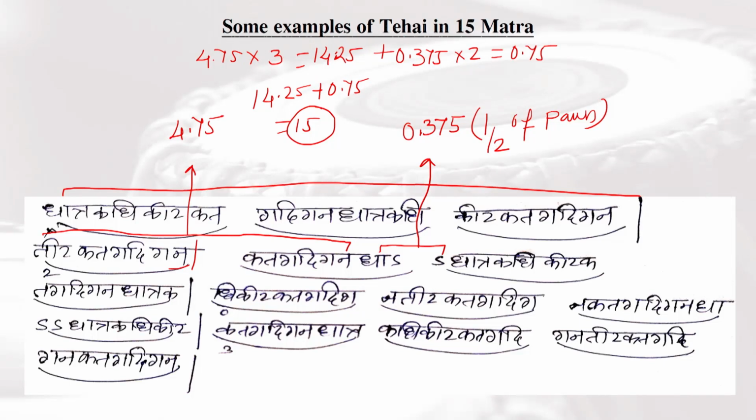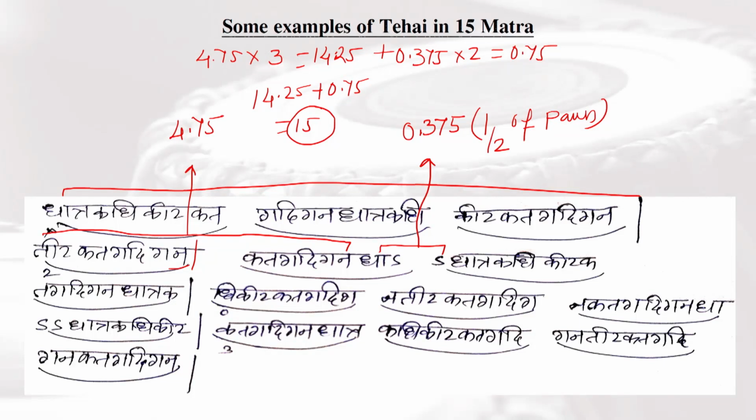So once again we will recite it. Ta dhin dhin dhin dhin dhataka dikita kata gadigana, dhataka dikita kata gadigana, tita kata gadigana, kata gadigana, dhana dhataka dikita kata gadigana, dhataka dikita kata gadigana, tita kata gadigana, kata gadigana, dhan. So it's difficult to say such types of Tehais.